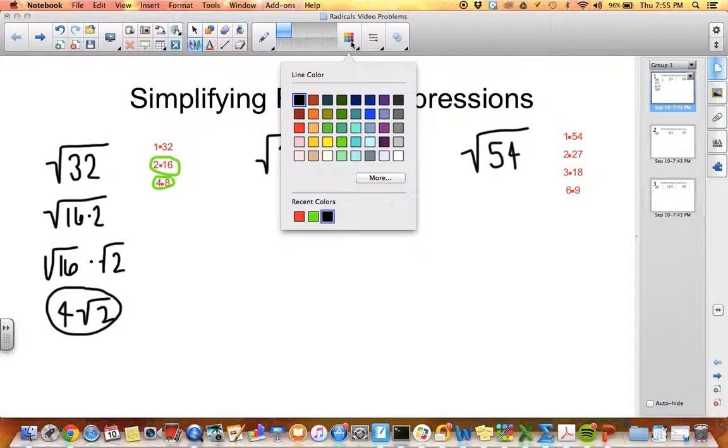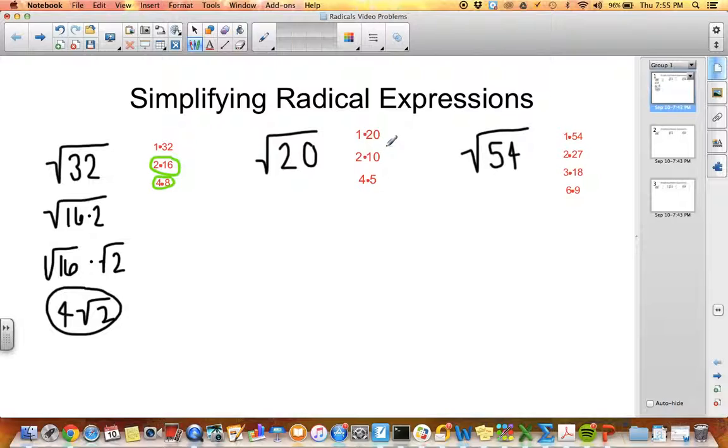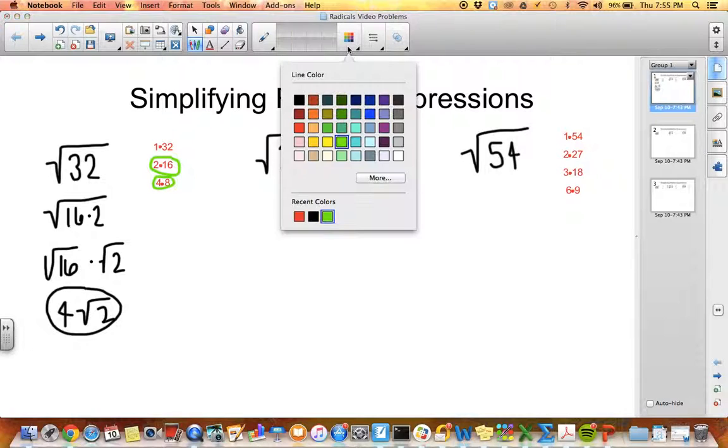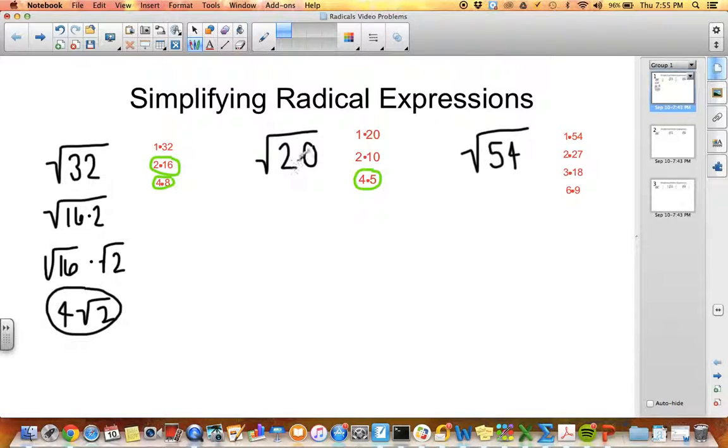All right, the square root of 20. So again, I have all the factors listed out on the side. 1 times 20, 2 times 10, and 4 times 5. So the only one of these that has a perfect square is 4 times 5. So we're going to rewrite the square root of 20 as the square root of 4 times 5. And then we break it apart. Square root of 4 times the square root of 5.